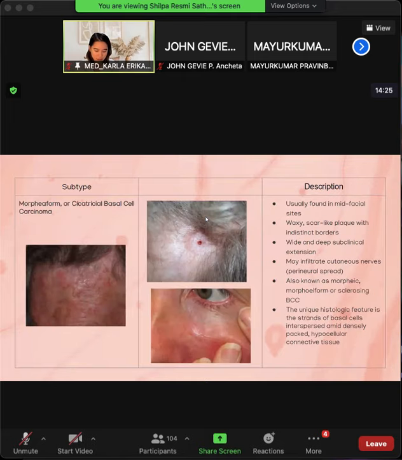Next slide, please. So next type is morphiform or cicatricial BCC, usually found in mid-facial sites. Waxy scar-like plaque with indistinct borders, wide and deep subclinical extension. May infiltrate cutaneous nerves, the perineural spread. Also known as morphiform or sclerosing BCC. The unique histological feature is the strands of basal cells interspersed amid densely packed hypocellular connective tissue.